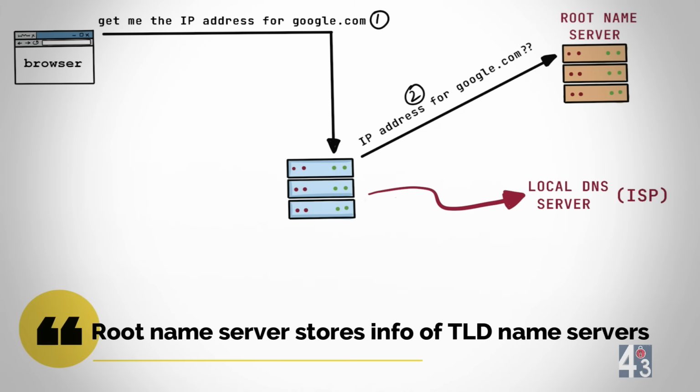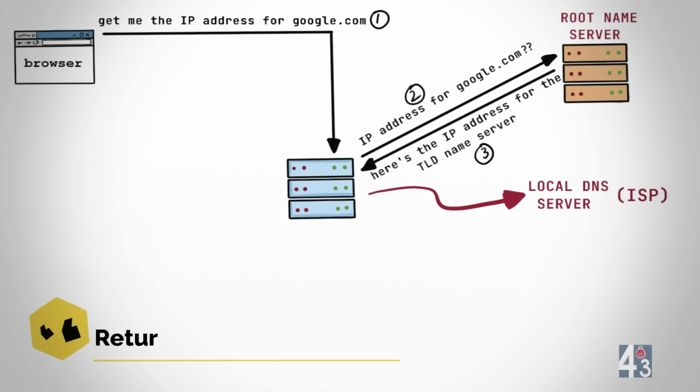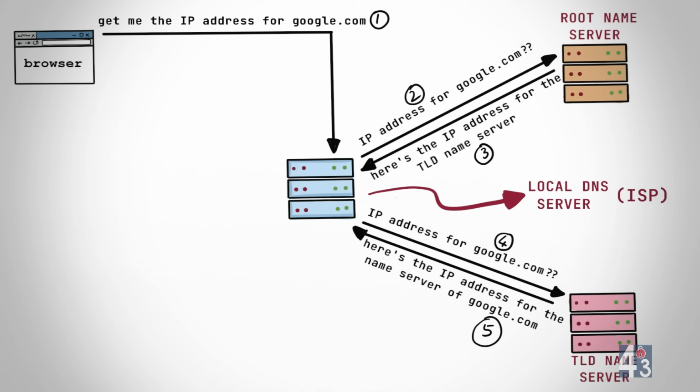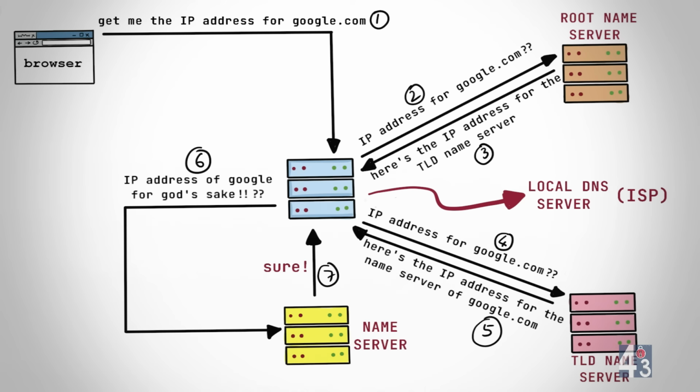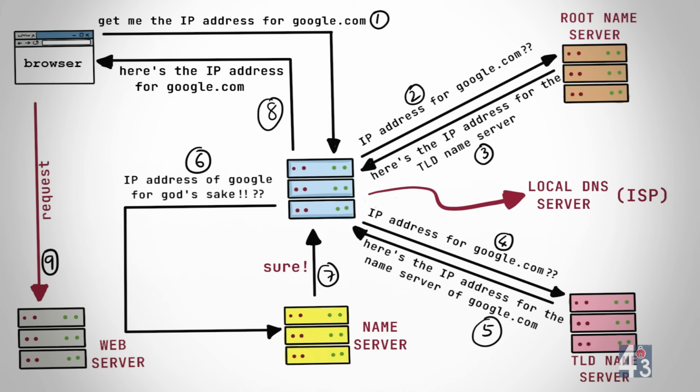The root name server stores information of all top-level domain name servers. And since the top-level domain in your case is .com, it returns the IP address of the .com top-level domain name server to your local DNS server. The local DNS server requests the .com top-level domain name server for the address of the domain name, and the top-level domain name server responds with the address of the name server of the domain requested. So after reaching out to the name server of the domain requested, it responds with the IP address of the web server of the domain www.google.com. The local DNS server finally responds to your browser with the IP address of the domain name requested. And once the IP address of www.google.com is resolved, your browser shoots a request to the corresponding IP address, and the Google server receives the request and responds with the web page.